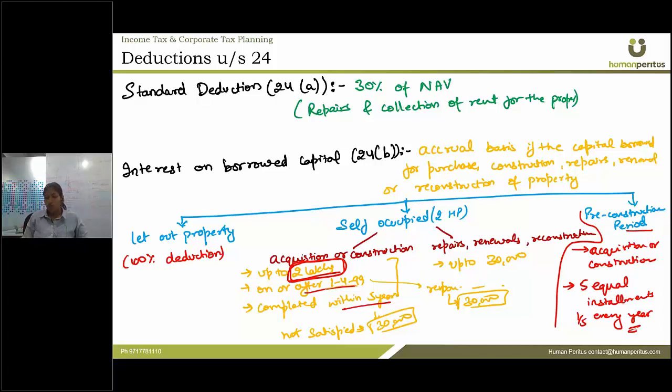So in all these 3 cases, the person can claim deduction. In let out property, 100% deduction is allowed. In case of self-occupied, capital borrowed for acquisition or construction on or after April 1999 and construction completed within 5 years, he can claim deduction up to 2 lakhs. And in all the other cases, repairs, renewals, reconstruction, apart from these conditions, the person can claim deduction up to rupees 30,000 only. And if the borrowed capital was for pre-construction period, capital borrowed for acquisition or construction purposes, then deduction can be claimed in 5 equal installments. Is this clear?